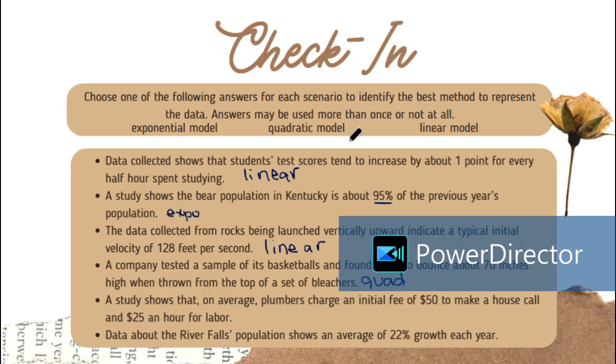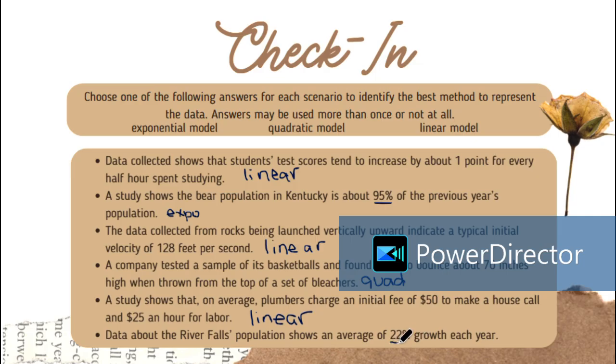A study shows that on average, plumbers charge an initial fee of $50 to make a house call and $25 an hour for labor. So you're going to start on the y-axis at 50 and then $25 for every hour. Straight line, linear.